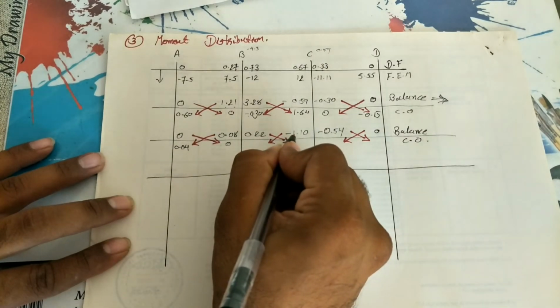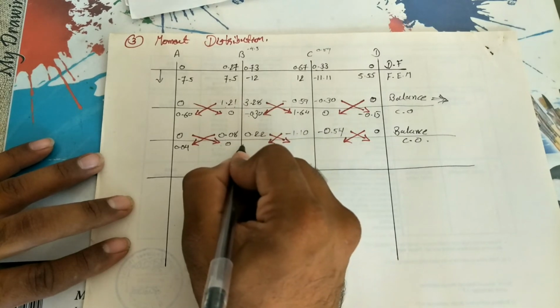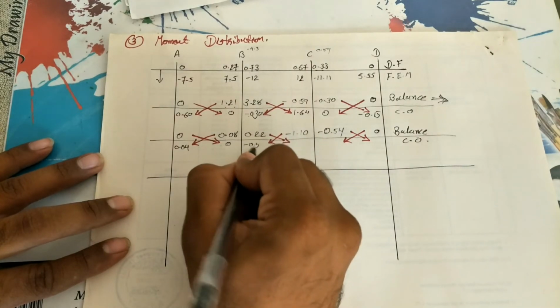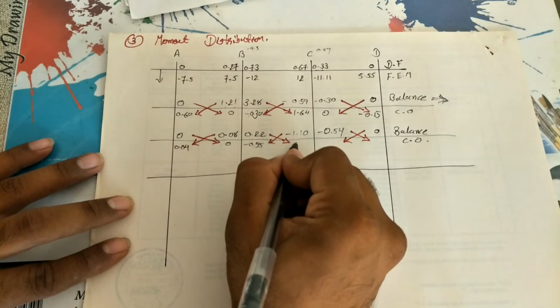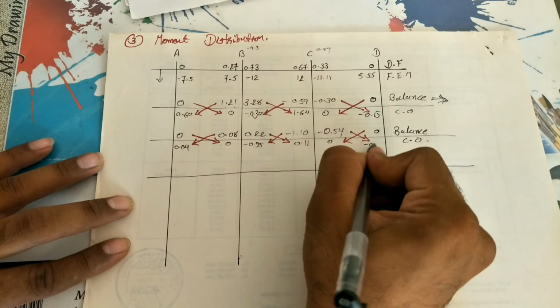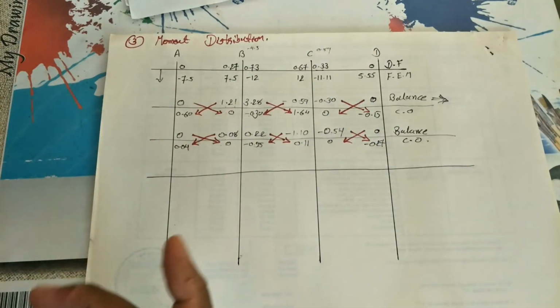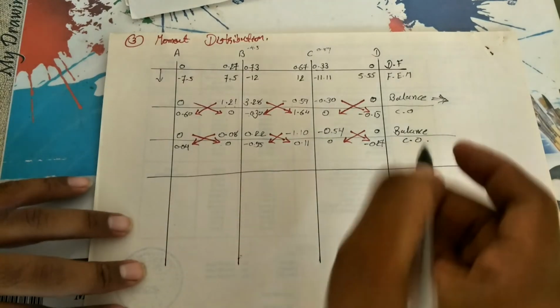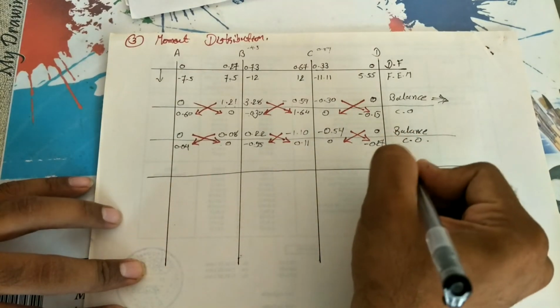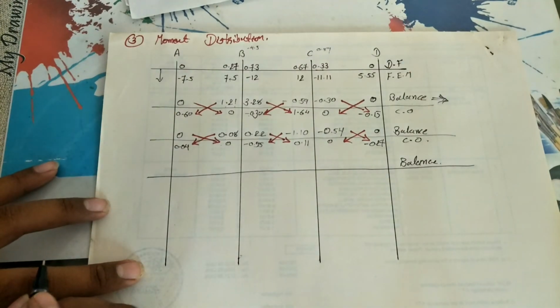This is minus 1.10 divided by 2, so that is minus 0.55. This is 0.11, this is 0, and this is 0, minus 0.27. Now again you have to balance. After carryover you must do a balance. Okay, so how can you balance?